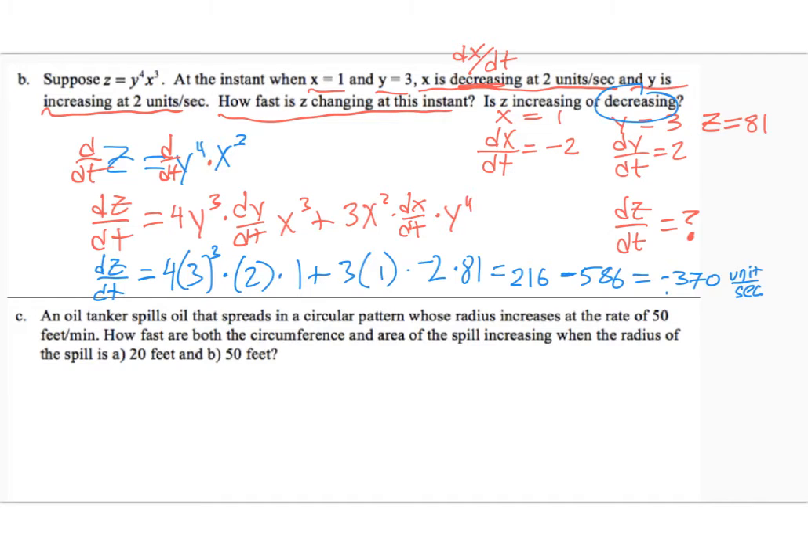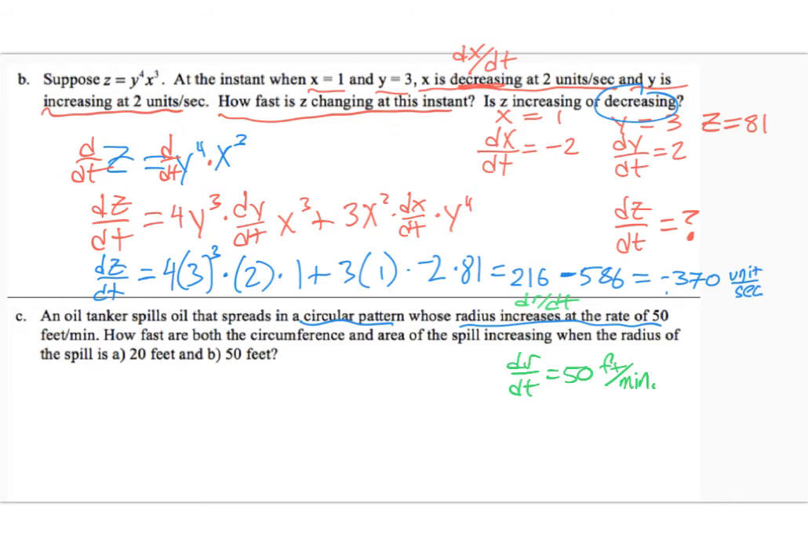All right. Oil spills in a circular pattern. I don't know what type of thing I'm looking for yet. Radius increases at a rate. Okay, so that's changing color. dr dt of 50, I think that's feet per minute. Yep. So I'm going to say dr dt is equal to 50 feet per minute.